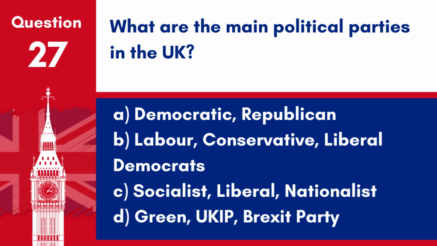Question 27. What are the main political parties in the UK? A. Democratic, Republican. B. Labour, Conservative, Liberal Democrats. C. Socialist, Liberal, Nationalist. D. Green, UKIP, Brexit Party. Answer B. Labour, Conservative, Liberal Democrats. The main political parties in the UK are the Labour Party, the Conservative Party, and the Liberal Democrats.